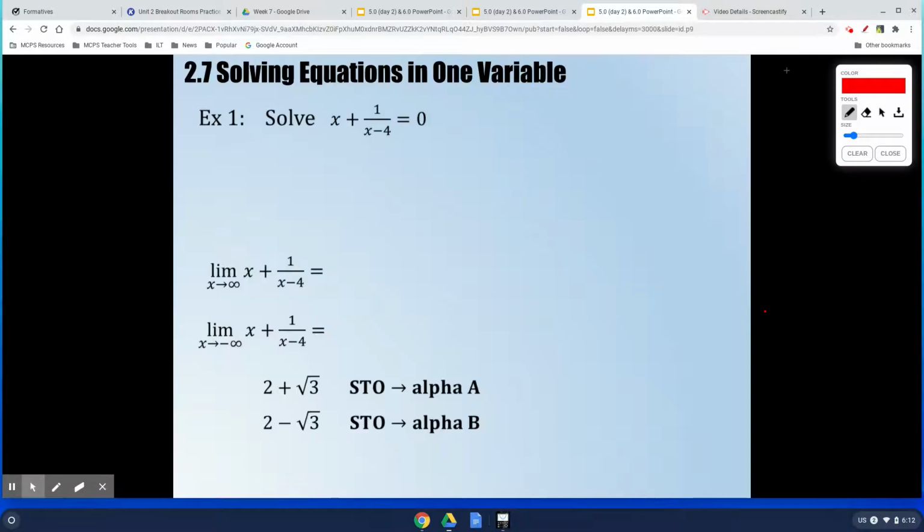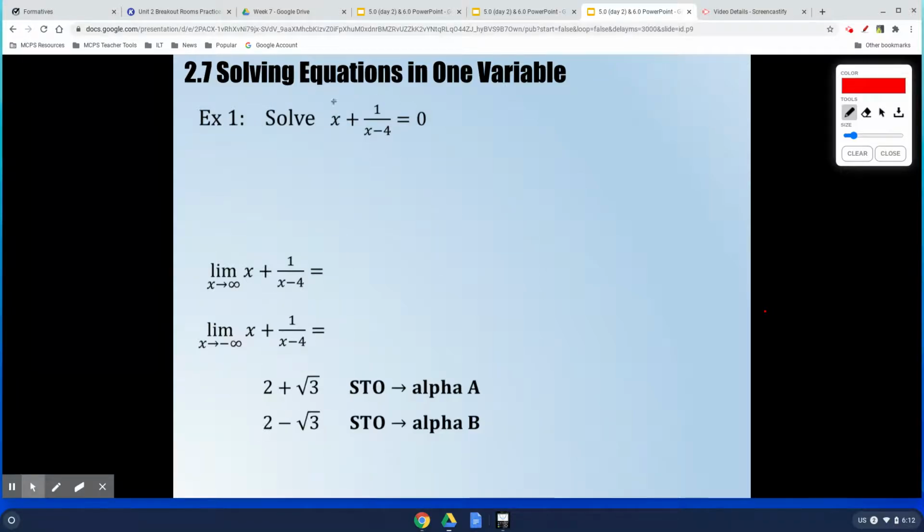So here's our first example. We have x plus 1 over x minus 4 equals 0. And we want to solve this. And I really want to emphasize that we're solving over the set of real numbers. That's usually what we assume unless it says otherwise, but I want to emphasize that we are solving over the set of real numbers. Like we're not getting imaginary solutions here.